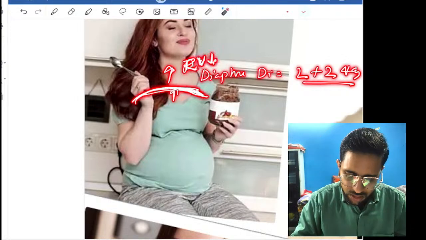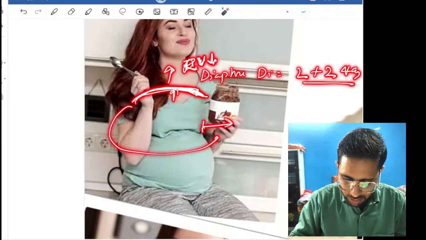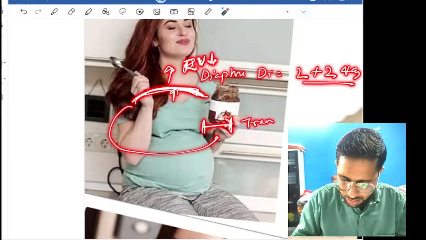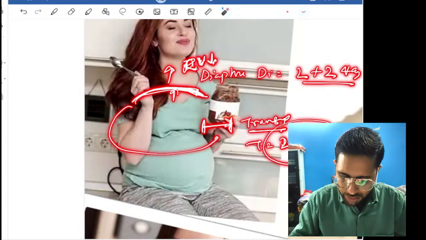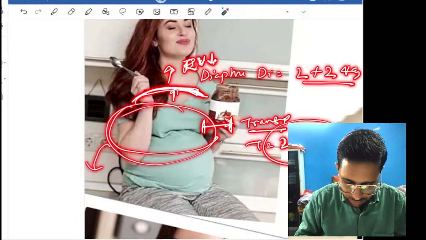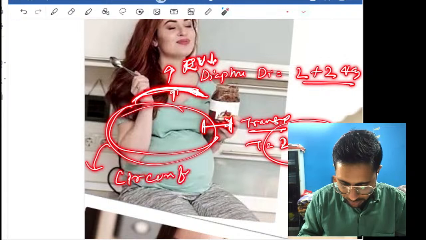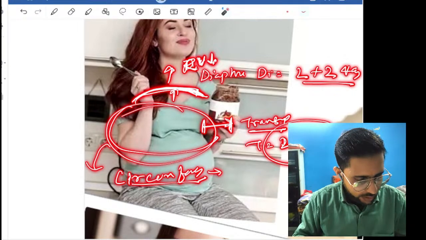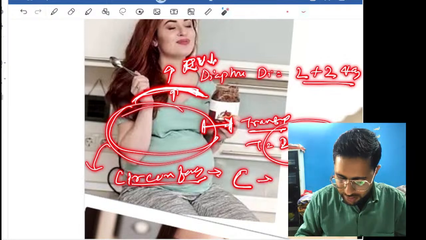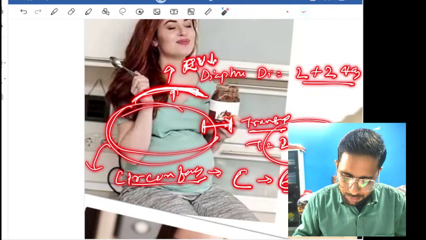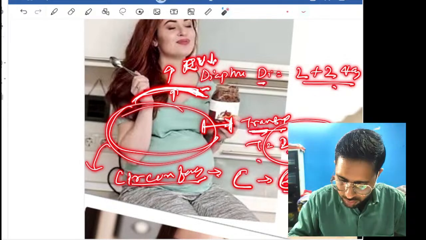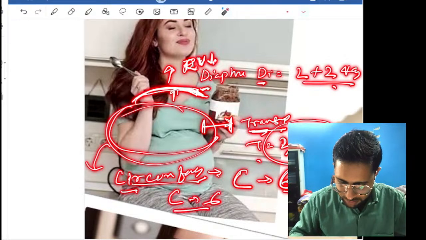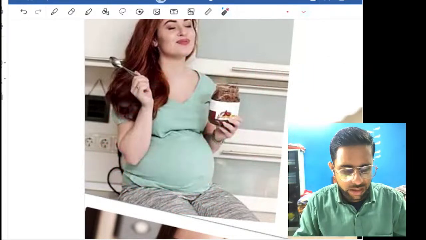And what about the transverse diameter? So transverse diameter, you can say T for 2 centimeter. So transverse diameter increases by 2 centimeter. And what about circumference? Tell me in the chat box. Circumference, C, from this what can we make, 6. So circumference increases by 6 centimeter. So diaphragm up by, dia means 2 plus 2, so 4 centimeter. Transverse diameter T for 2, and circumference C for 6 centimeter. And subcostal angle we have studied.